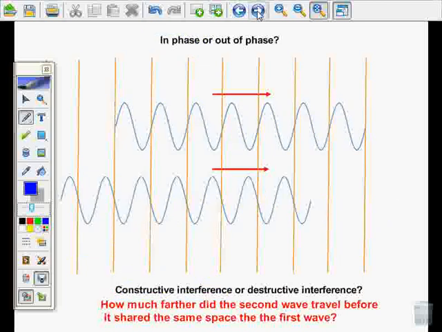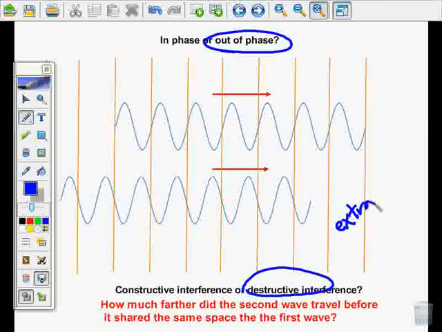Let's play this game just a couple more times. Okay? In phase or out of phase? Destructive. Extra distance traveled equals 1.5 wavelengths. Okay? Everyone on board with that?